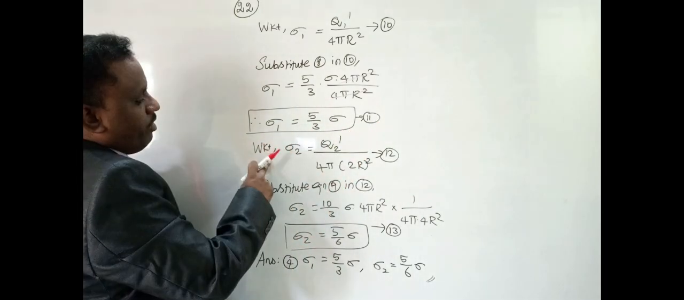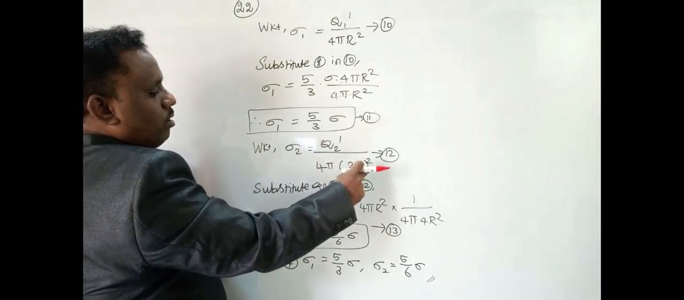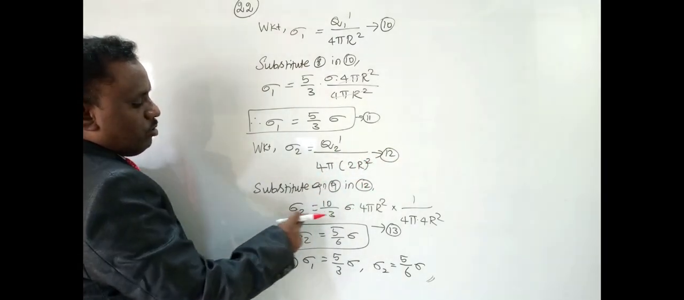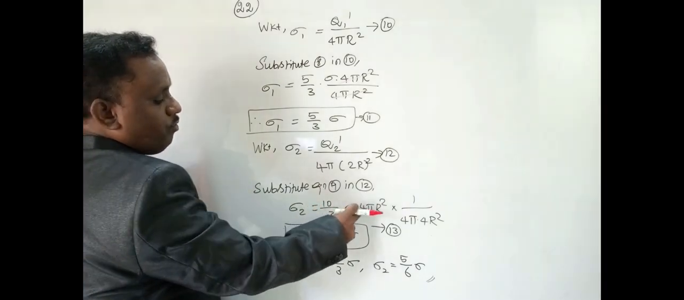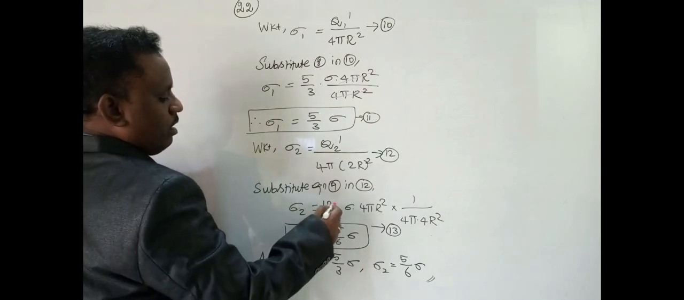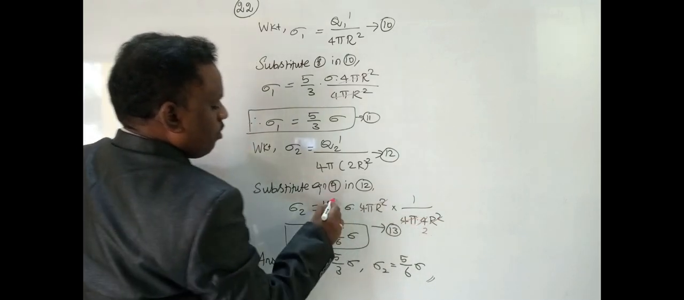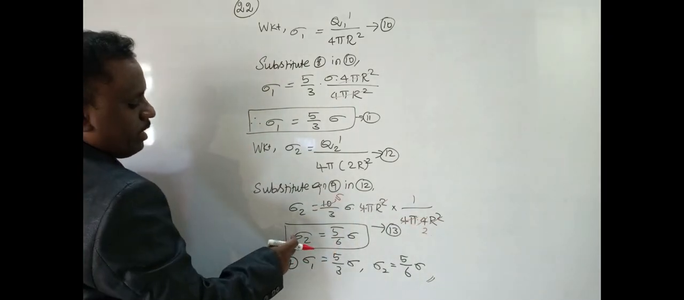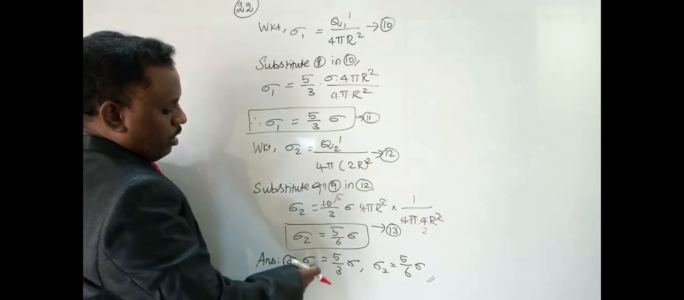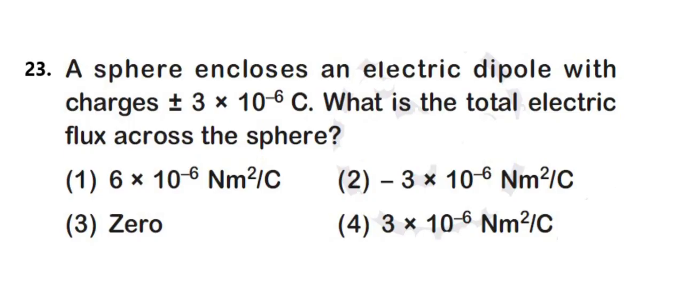Equation number 11. We know that sigma 2 is equal to Q2 dash by 4 pi 2r whole square. Equation number 12. Substitute equation number 9 in 12. Sigma 2 is equal to 10 by 3 into sigma 4 pi r squared into 1 by 4 pi into 4 r squared. So cancel 4 pi r square, 4 pi r square. So 2 2s are 4, 5 2s are 10. So we will get sigma 2 is equal to 5 by 6 sigma. So correct option 4, sigma 1 is equal to 5 by 3 sigma, sigma 2 is equal to 5 by 6 sigma.